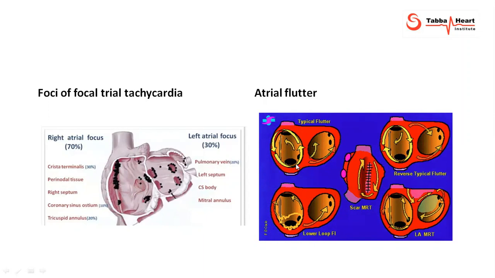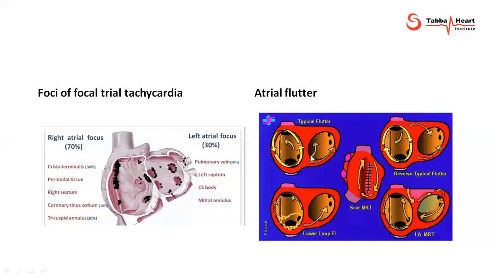The cavo-tricuspid isthmus is an area of slow conduction. The rest of the atrium is fast. If someone's atrium is very diseased, the rest of the conduction will also become slow and there will be no sawtooth appearance. Okay, so do not go only on sawtooth appearance.